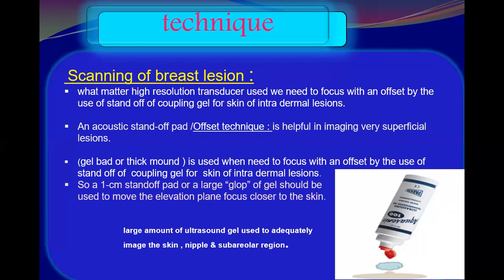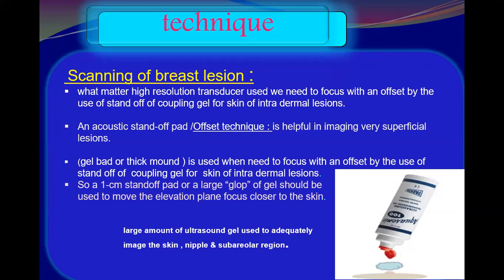When we have a high resolution probe, for example 18 megahertz or so, we can see it. But if we are using a 12 probe, then no. Even with high resolution, skin lesions and nipple lesions, dermal lesions, are difficult to evaluate because of volume averaging.